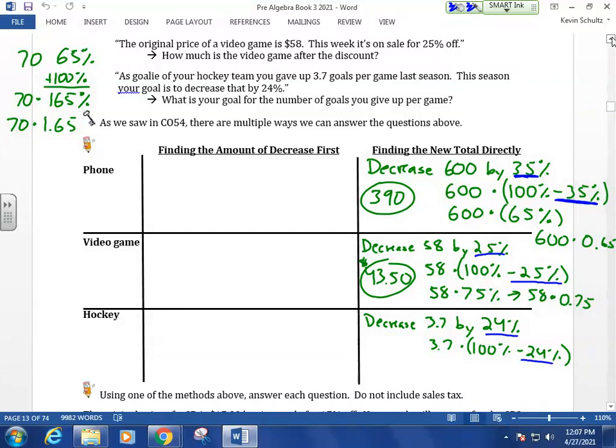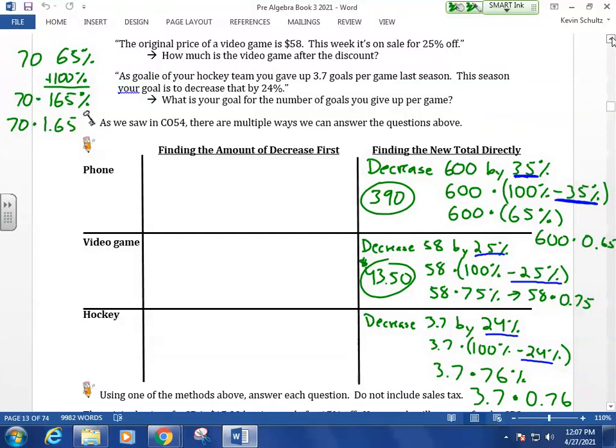See the connection here? Okay. The percent that we're decreasing by gets subtracted from 100%. And what does that leave us with? It leaves us with 76%. Because what we're saying here is we want to give up 76% of the goals we gave up last year. Right? It's unrealistic to say, I'm not going to give up any goals this year. That's not going to happen. Right? But to set a goal for yourself of just less than last year, 24%. And then the decimal value of 76%, we're multiplying 3.7 by 0.76.